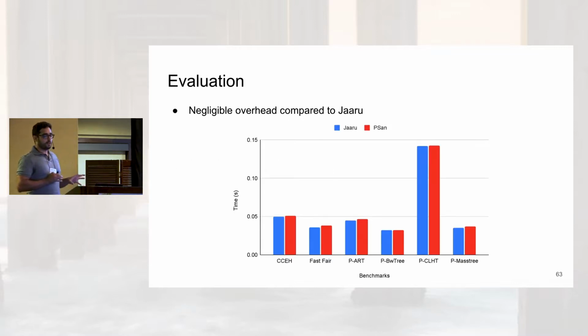For each of these benchmarks, we compared the execution time of PSan with Jaaru, the underlying model checker. In this figure, the y-axis represents time in seconds, and the x-axis shows the name of the benchmarks. The blue bars and red bars are execution time for Jaaru and PSan, and as you can see, Jaaru and PSan have comparable running times because checking robustness introduces minimal overhead.